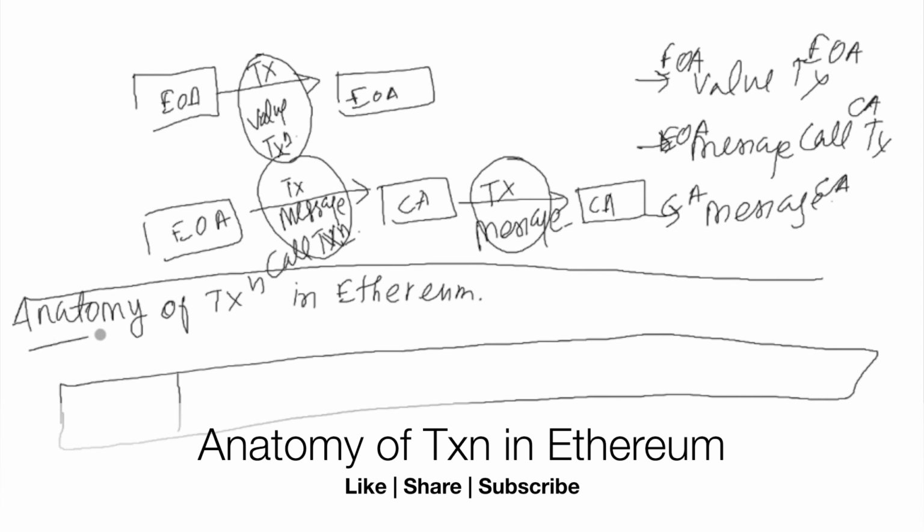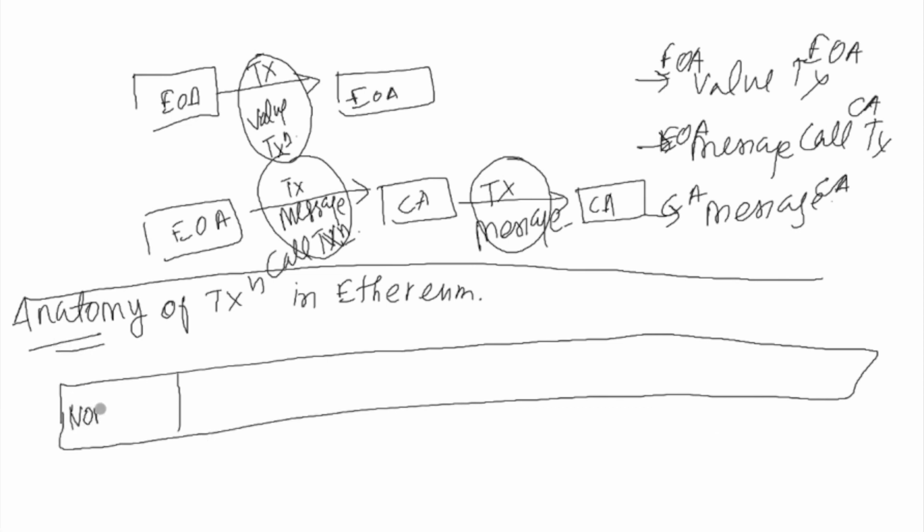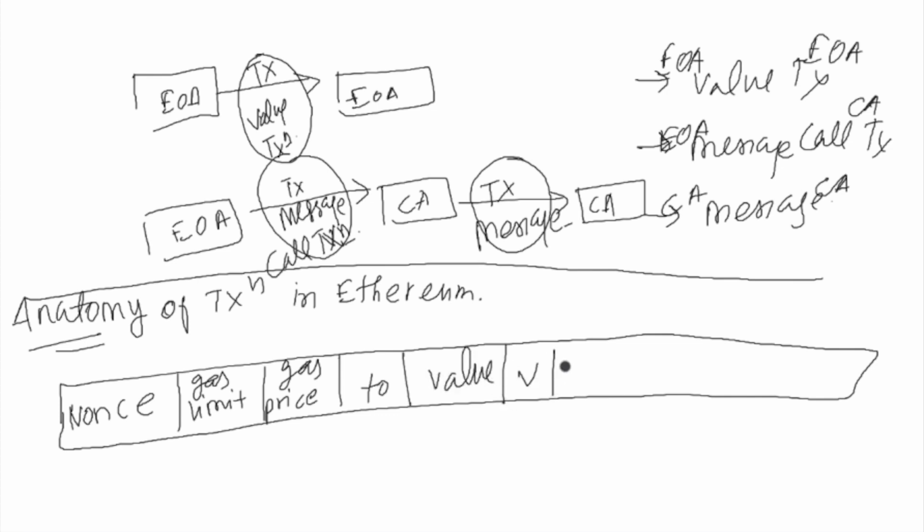Let's talk about the anatomy of a transaction in Ethereum. The first thing it contains is the nonce. Then the gas limit, which is how much gas is allowed for the transaction. Then the gas price, which tells the per unit price of gas. Then to whom you have to send it, and the value of the transaction you are going to send. Then there are three flags V, R and S.